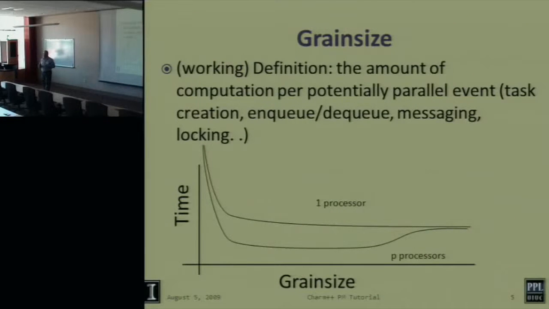An event that triggers computation. That could be a message arriving, or more fundamentally a task creation, a message-blocking event, or a thread awakening. There are lots of things that can simply trigger your computation. Essentially, the amount of work per trigger is roughly your grain size.